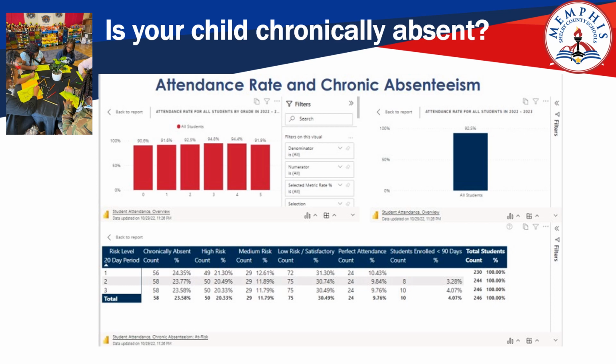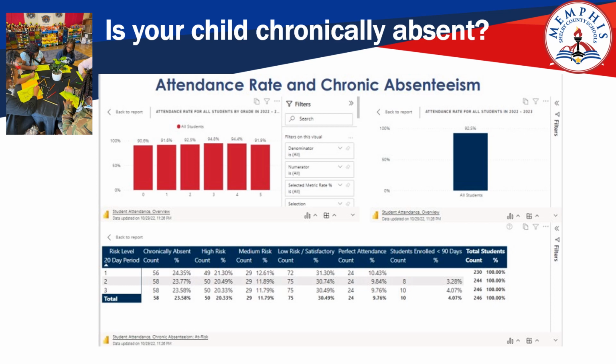Is your child chronically absent? The very first thing that we looked at today was the academic scorecard. Across the top of the academic scorecard, you will be able to tell if your child is chronically absent. Remember, chronic absenteeism is having 5 or more unexcused absences.